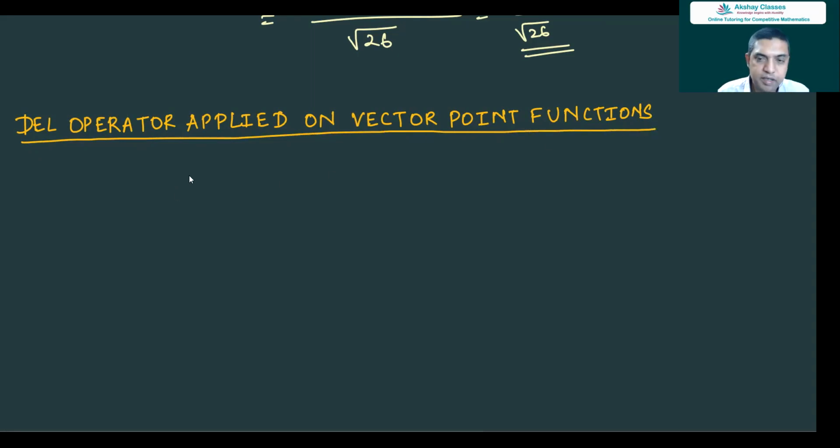Del operator applied on vector point functions. On a vector, either you can do dot or you can do cross. So, very important: divergence of a vector field, or divergence of a vector point function.